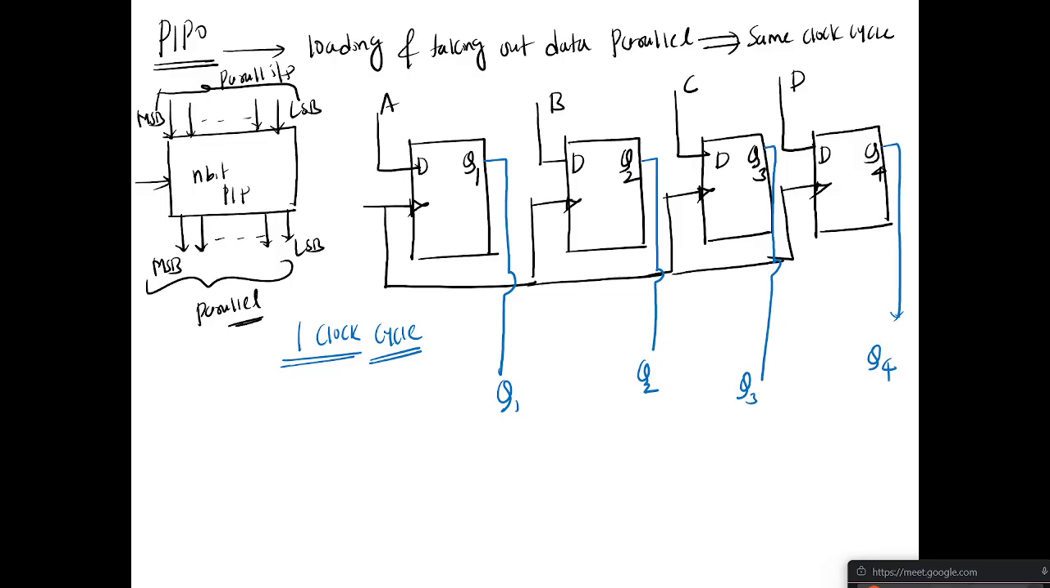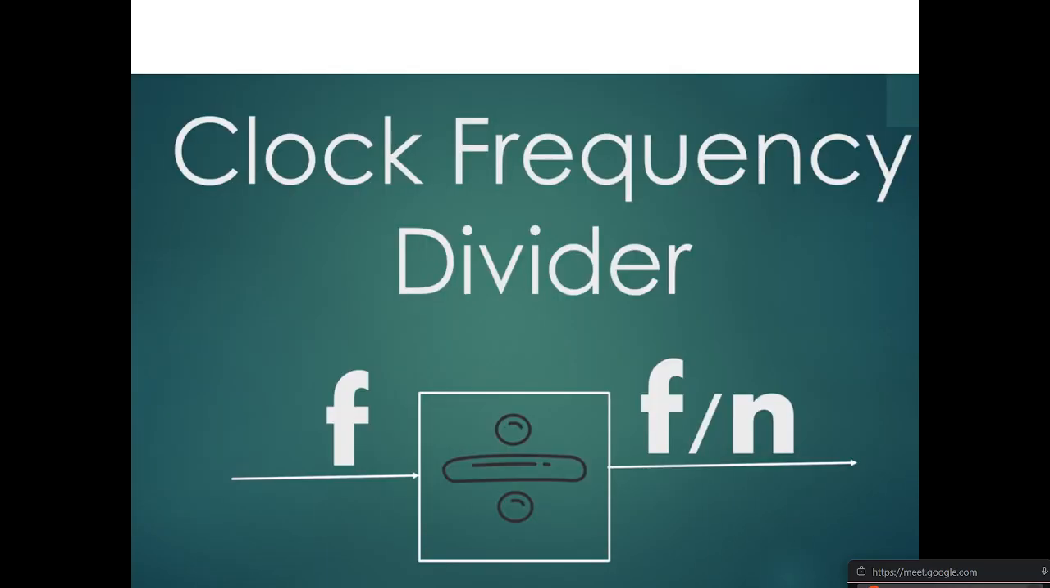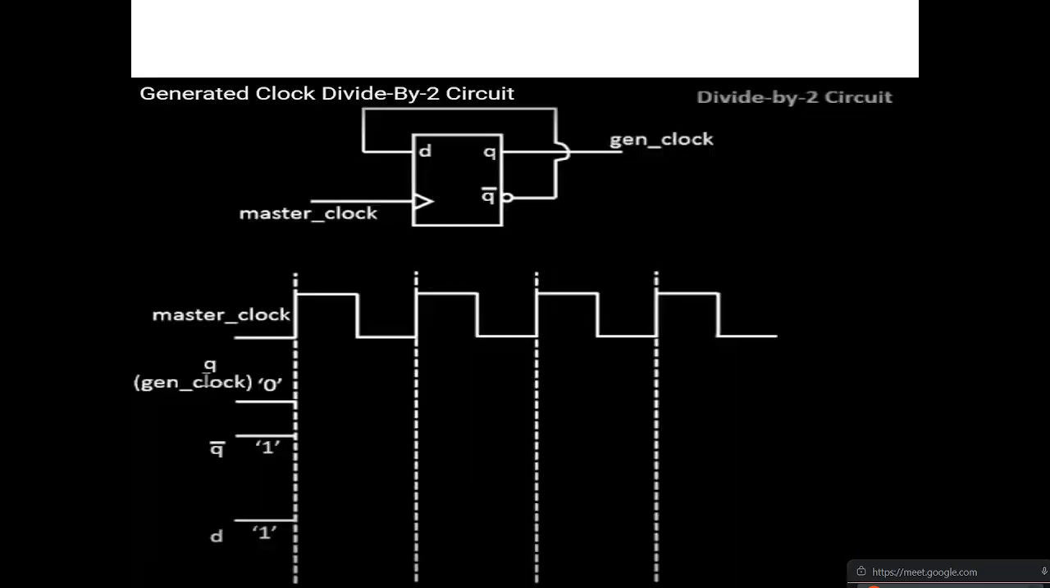Okay, next we will go with the frequency divider circuit. Suppose we need to generate a clock divided by two circuit. This is nothing but a divide by two circuit. You are using a D flip-flop. Q is given and Q bar is connected as the input to D. That means the complement of Q, Q bar, is connected to the input of D.